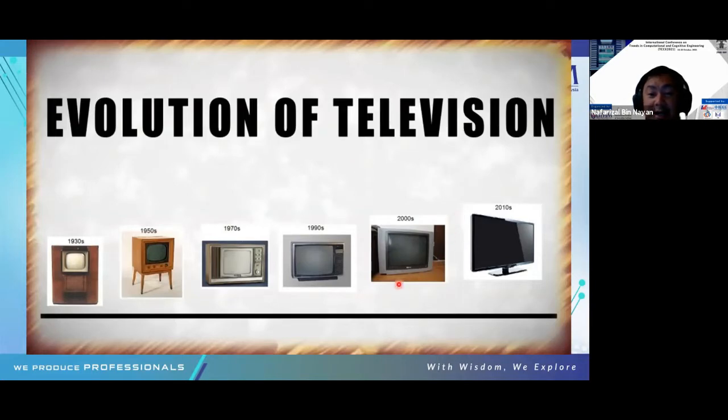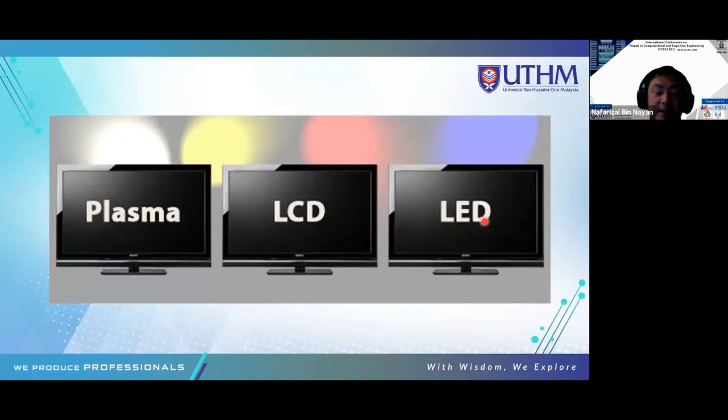So meaning that when you watched television in 2010, you were about 8 years old, and most of you had flat TV screens, right? So this is how the TV evolved. Flat TVs come in three types: the plasma TV, the LCD TV, and the LED TV, right?